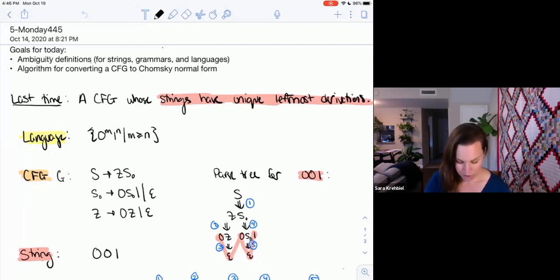So I have a fair amount of pre-written stuff regarding the ambiguity definitions. And I really recommend that you don't scramble to copy all of this down. It's going to be available to you. Just make little notes to yourself about anything that you think you're not going to be able to reconstruct just from the notes that I post. So when we were talking about ambiguity, we're relating this initially to the idea of a derivation.